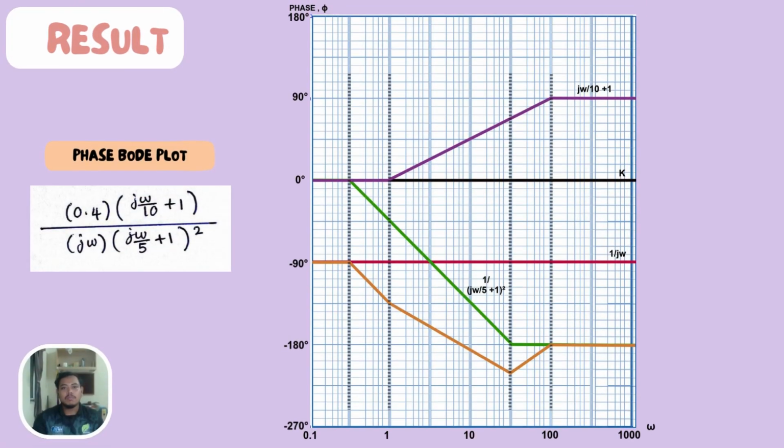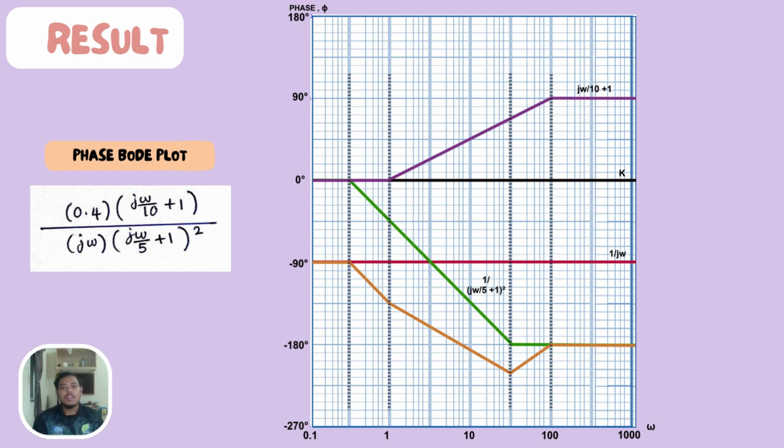Next is the phase plot. The first vector is scale. So the black straight line is the scale line at 0 degree. The next vector is a simple zero. So 10 over 10 we get 1. So we plot at 1 radian per second for the first point.